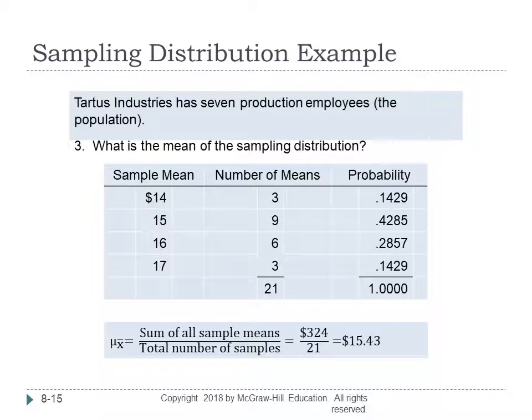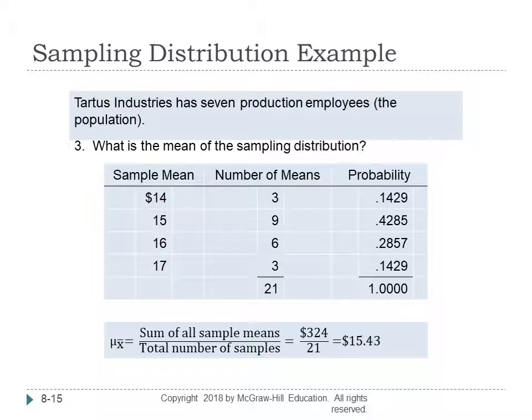So we would like to list all possible values for the sample mean and see the probability for that value. For example, for sample mean equal to 14, it turns out that there are 3 samples that have that mean. Of course, we calculate the relative frequency. The relative frequency in this case will be 0.1429, and that is the probability for that value, the probability that the sample mean will be 14.